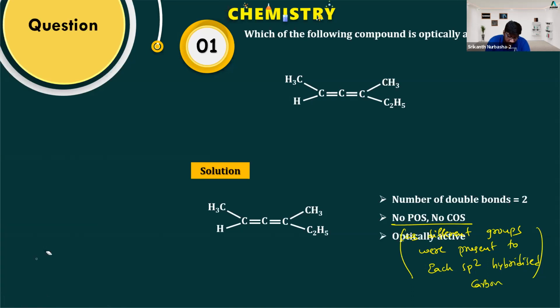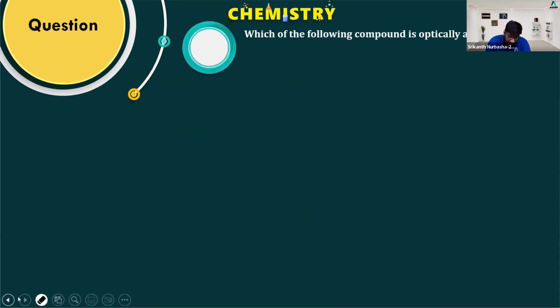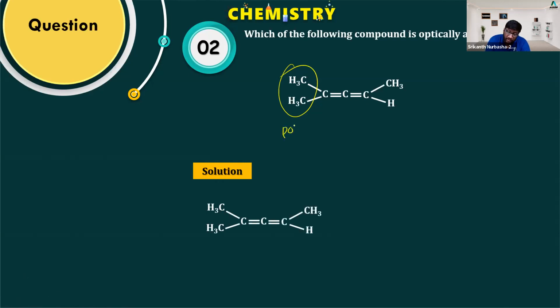So optically active. Is it optically active or inactive? Optically inactive. Even number of double bonds are there, but two methyls are same, so it is going to be inactive in nature. Contains plane of symmetry. Plane of symmetry present. Number of double bonds are even.